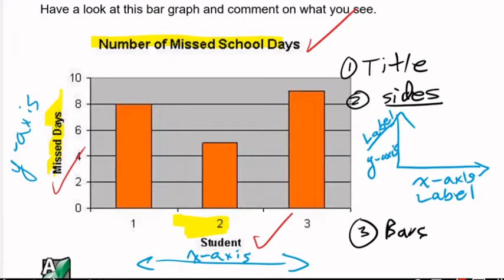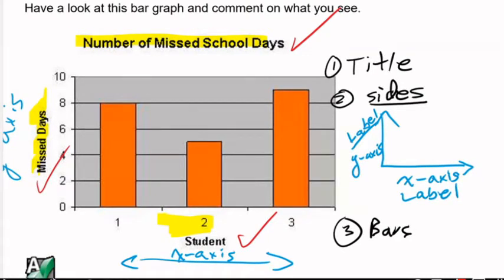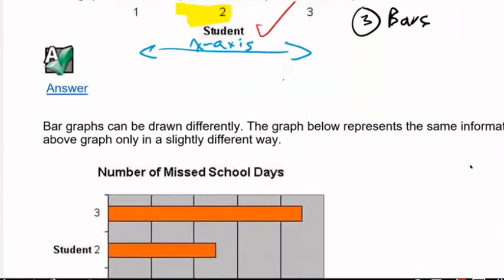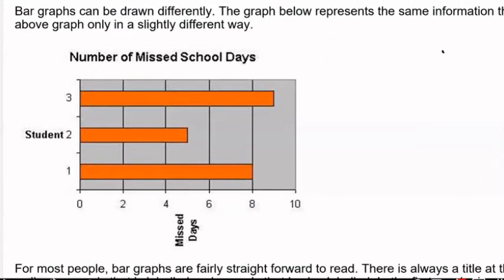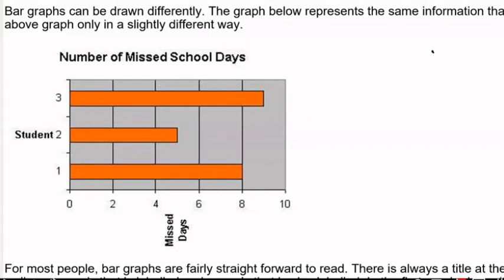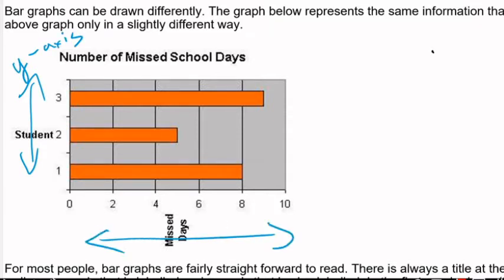Now, these graphs can also be tilted sideways and measured from left to right instead of up and down like we have here. And this is what we're talking about right here. So let's just quickly look at this and then we'll go back and answer some questions. This bar graph is the exact same graph, but all we did was turn it on its side, where we had our categories on the y-axis and our missed days on the x-axis.